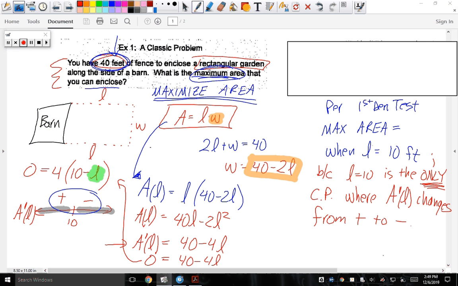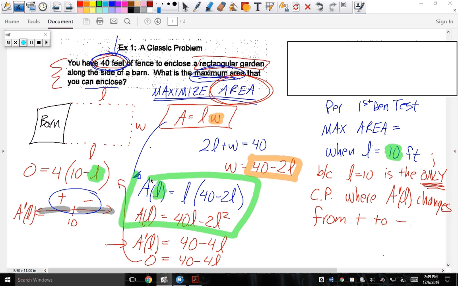You with me? Now all we have to do is plug it into the equation that actually gives area. Well, if L is 10, the place that we're going to plug this in is right here, or any of these that are A of L, not A prime. So what would I get? 200. 200 square feet. So this is definitely one that you're capable of doing without the aid of a calculator.